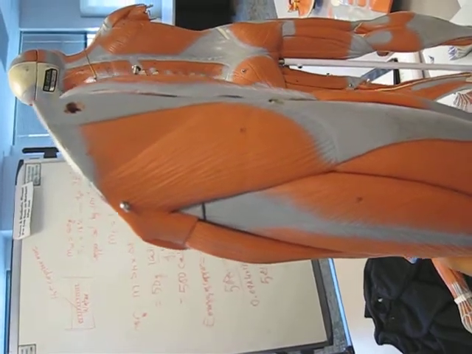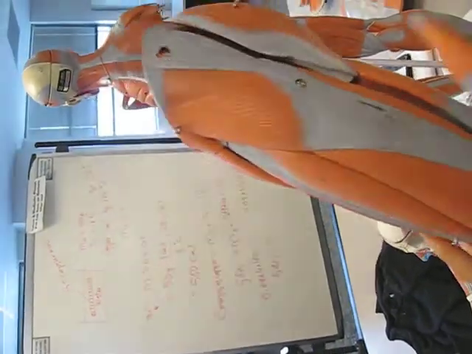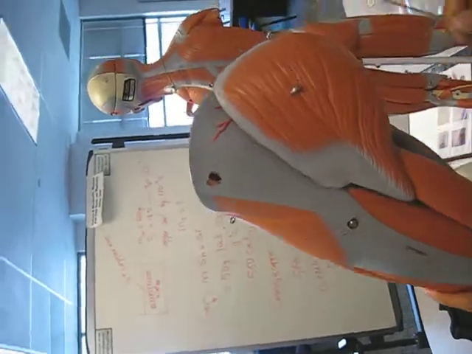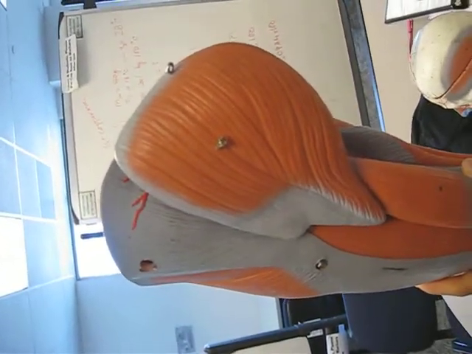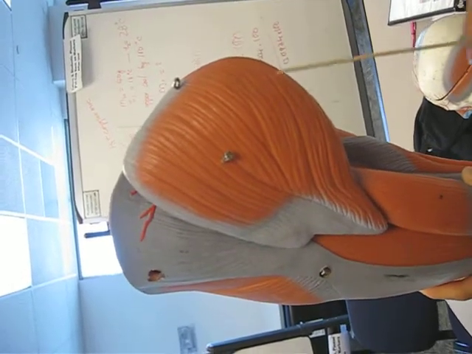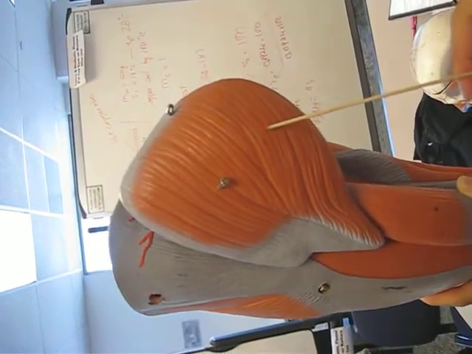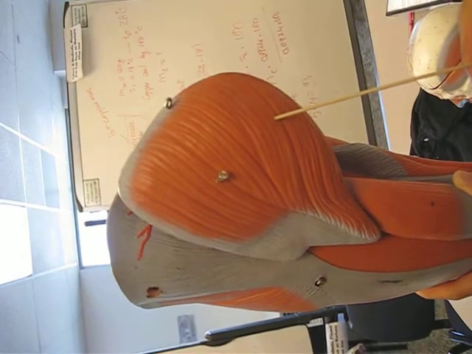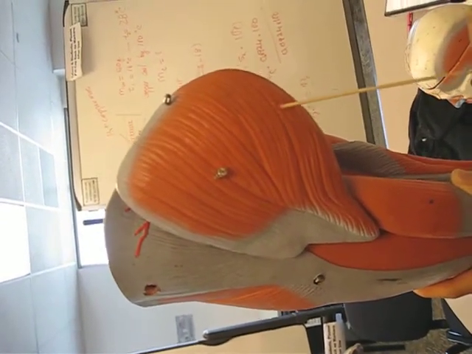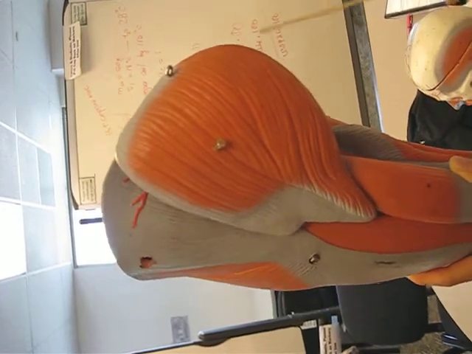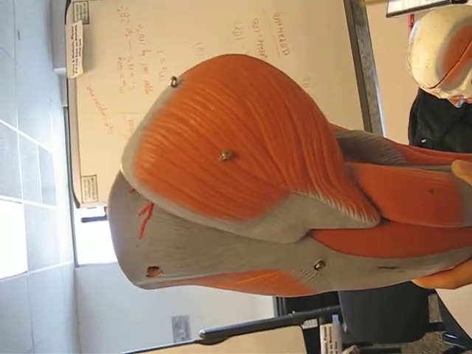Next is the gluteus maximus. Its origin is on the iliac crest and the posterior sacrum and coccyx. Its insertion is on the gluteal tuberosity of the femur and the fascia lata. And its action is to extend the thigh laterally.